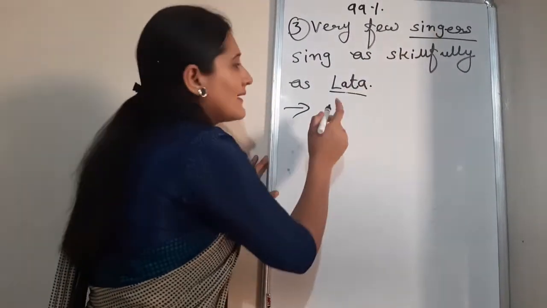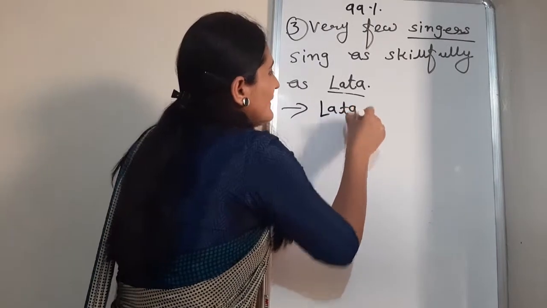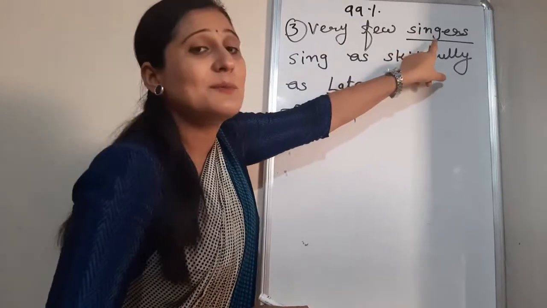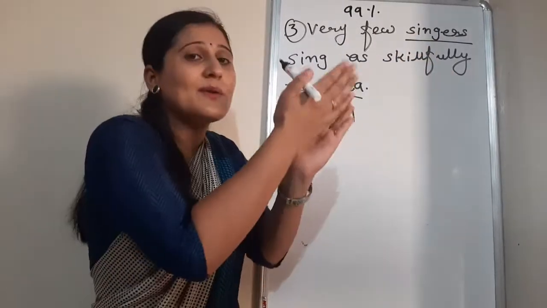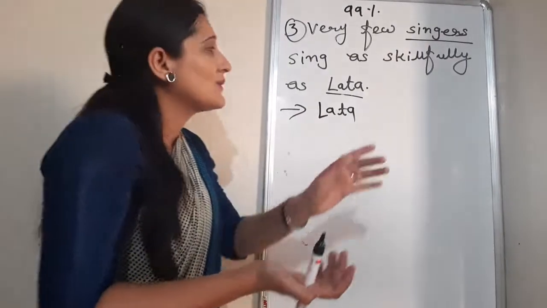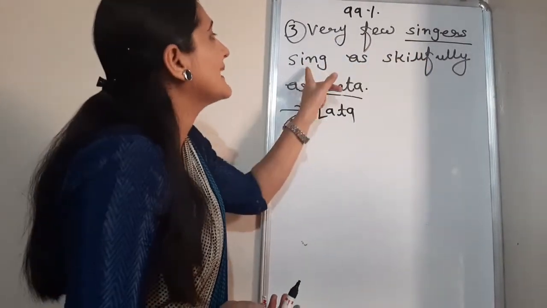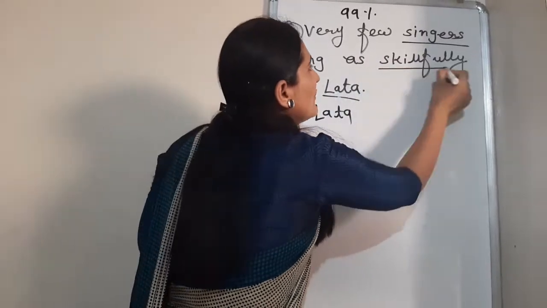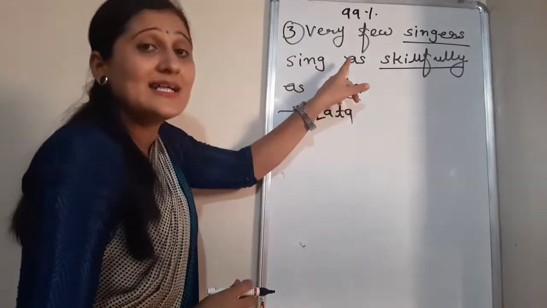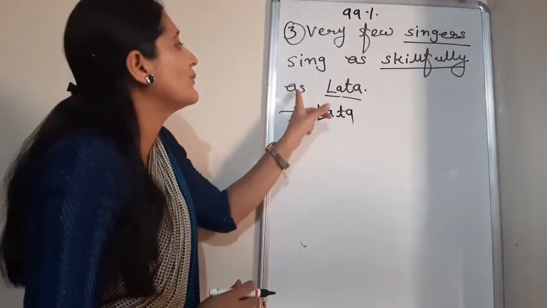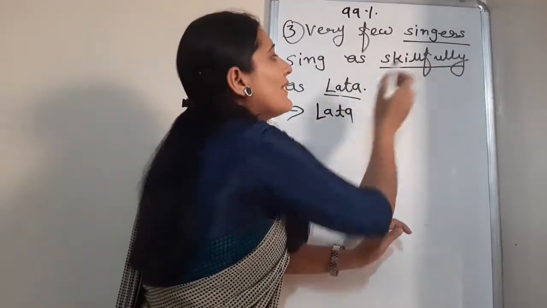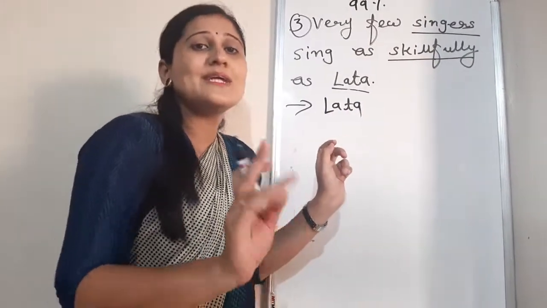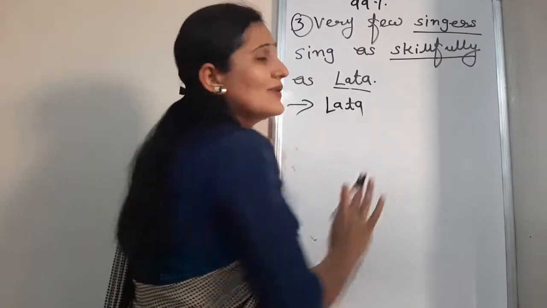Subject, singer, Lata. Let's exchange. Lata. Then after that, keep in mind, very few, after that there will be a plural noun. When we convert from comparative to PD, at that time I will tell you. So, very few singers sing as skillfully as Lata. Subject we have found. Where is the adjective? Skillfully. See, I told you, as, adjective, as. In between you can find the adjective. Here, the adjective is big, so we need to write more. We cannot write skillful, right?